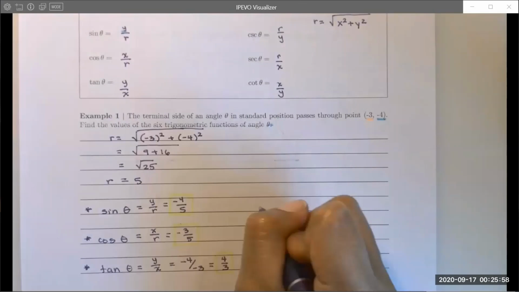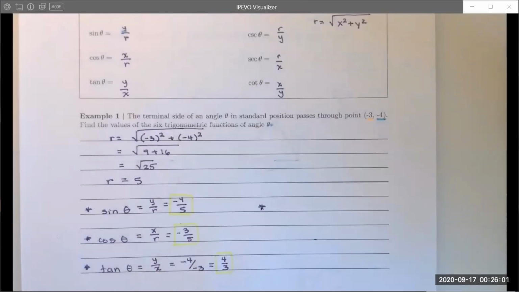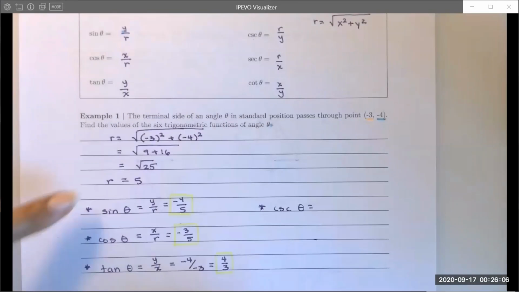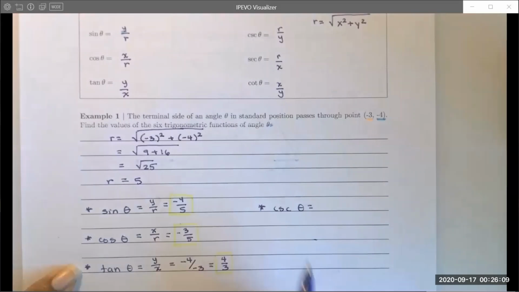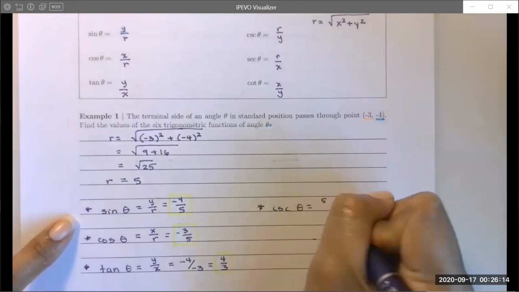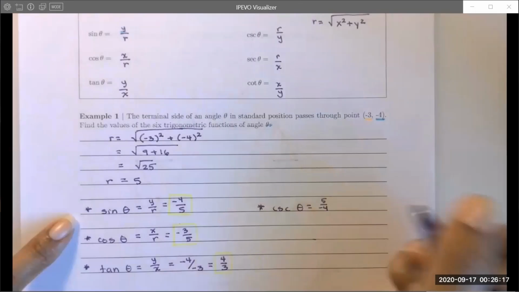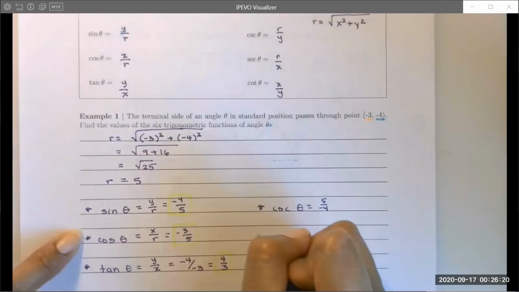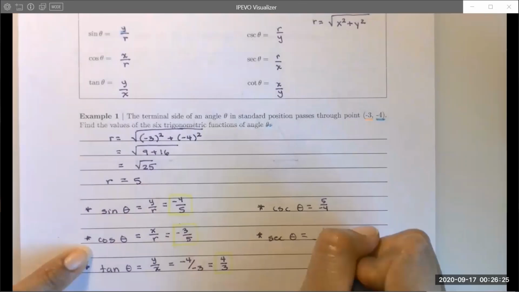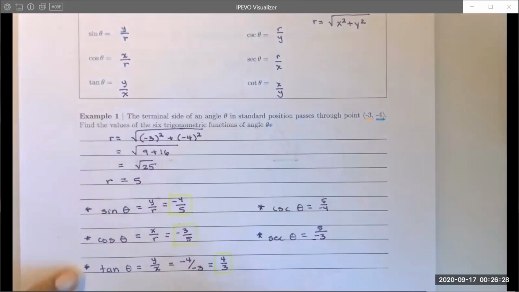And now we can use the formulas to help us find cosecant, secant, cotangent, or we can simply use the fact that they are reciprocals of the first 3 functions that we just found. So for instance, for cosecant, all I have to do is flip the -4 and the 5 to get 5 over -4. For secant theta, I just need to flip the -3 and the 5 to get 5 over -3. And then for cotangent, I just flip what we have for tangent, which is this 4 over 3, to get a 3 over 4.